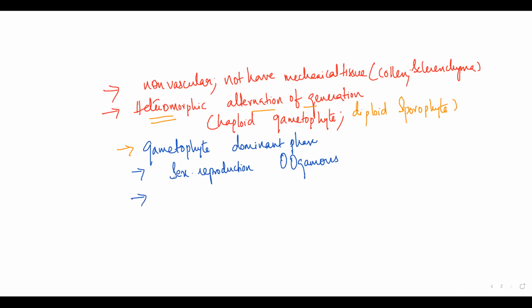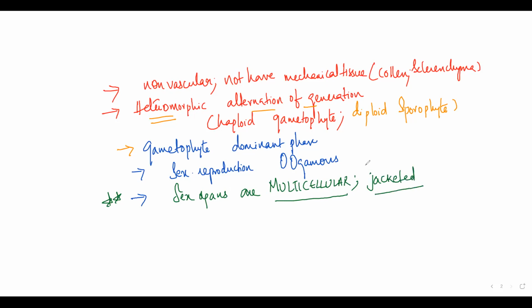Another important point that I need to specify here, so let me put a double star mark, is that their sex organs are multicellular, and they are jacketed. They are covered by a jacket. Whereas in Thallophyta, we told it was non-jacketed, right?